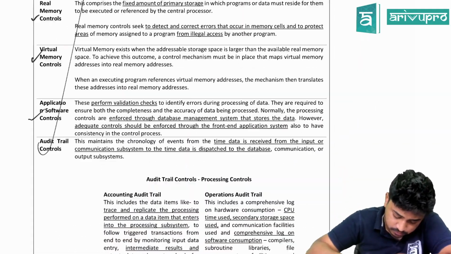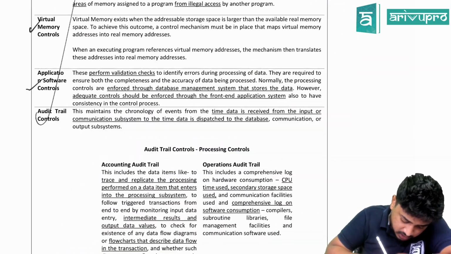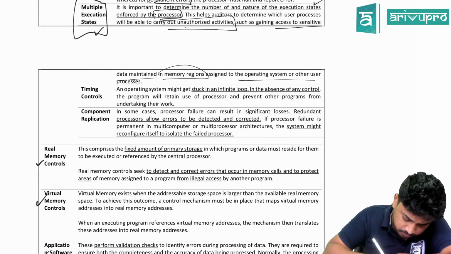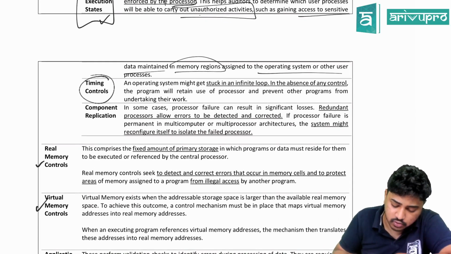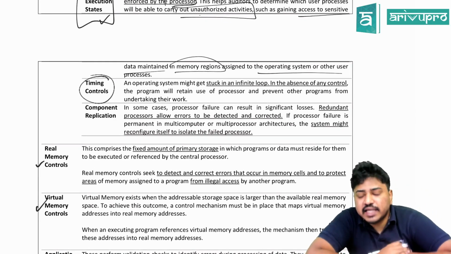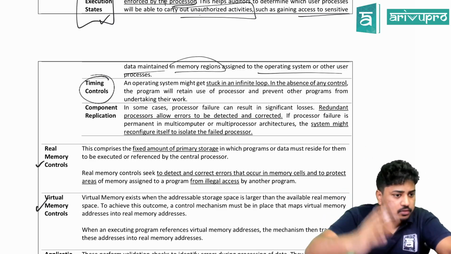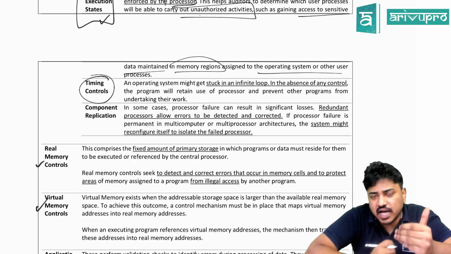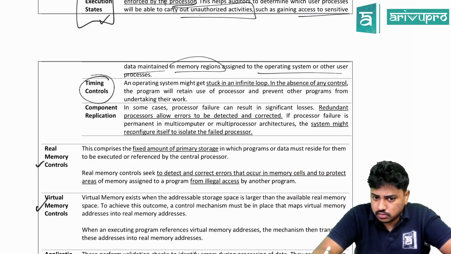Third one is timing control. What is this timing control? Now, let's say your CPU is processing too many things. It gets stuck. Imagine it's getting stuck. Is it good?